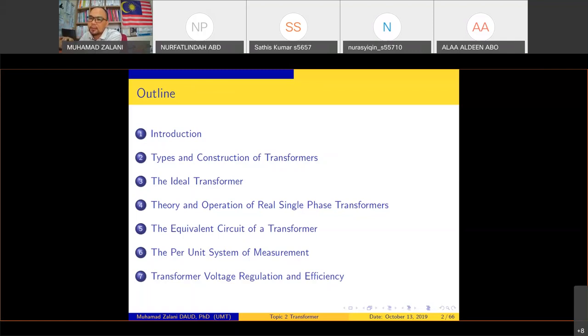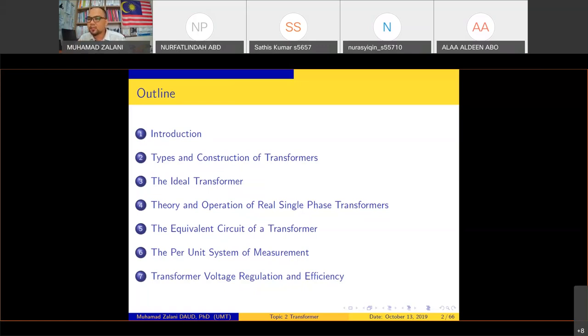All right, and then finally in 2.7 I will be discussing the transformer voltage regulation, which is actually why we have to do voltage regulation for the transformer. Why do we have to control the voltage, meaning that we have to adjust the voltage to regulate the voltage of the transformer? There is a purpose for regulating the voltage of the transformer.